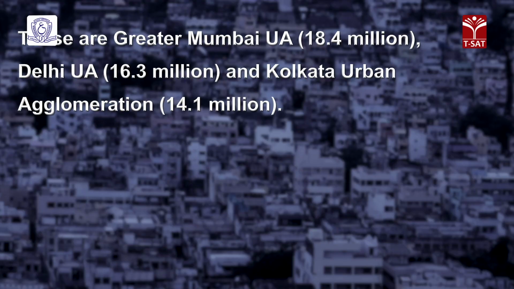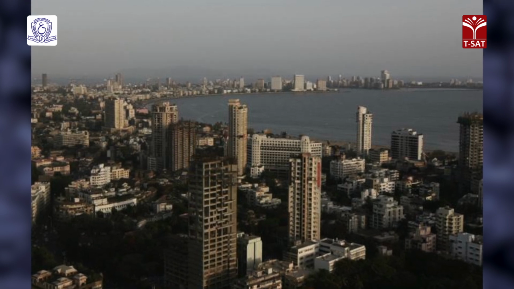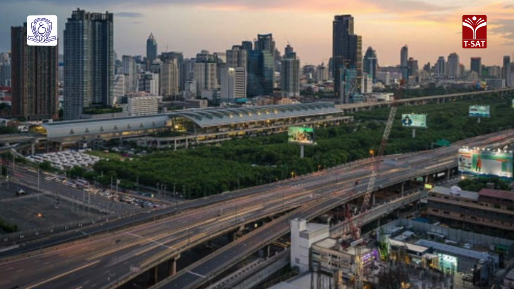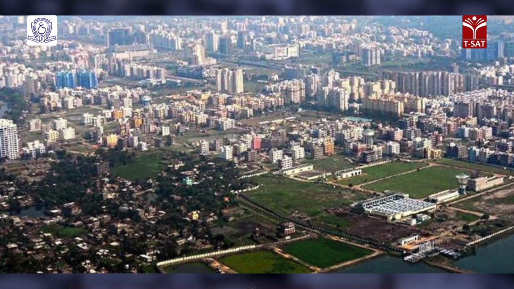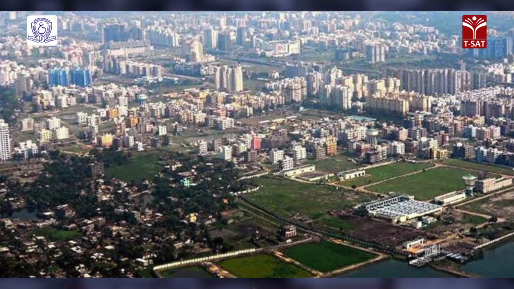Among the million plus urban agglomerations or cities, there are 3 very large urban agglomerations with more than 10 million persons in the country, known as megacities. These are Greater Mumbai urban agglomeration with 18.4 million, Delhi urban agglomeration with 16.3 million and Kolkata urban agglomeration with 14.1 million. The largest urban agglomeration in the country is Greater Mumbai urban agglomeration, followed by Delhi and Kolkata, which held the second rank in 2001, has been replaced by Delhi urban agglomeration.